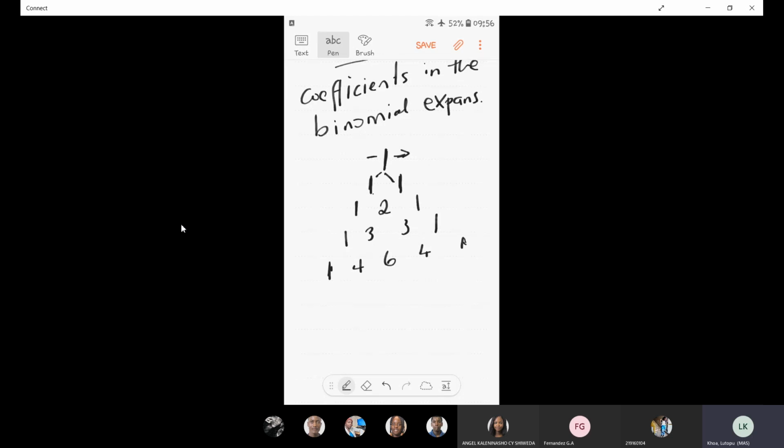Let's do one more. So I have 1, this one here. There's nothing on its left, so this gives me 1. And then here I will have 5. Then I have 10. Here I have 10, 5, and 1. Now what is special about these numbers, like I said, is that they are the coefficients in your expansion.